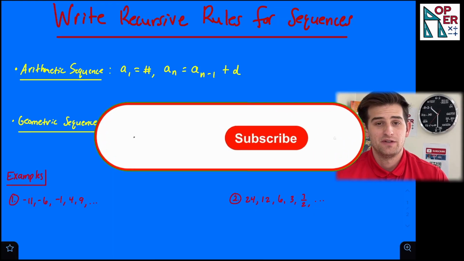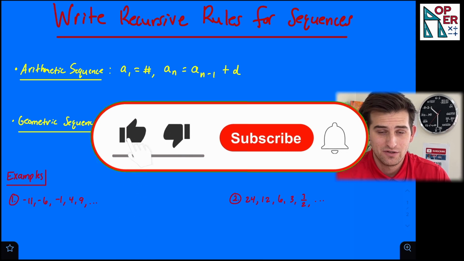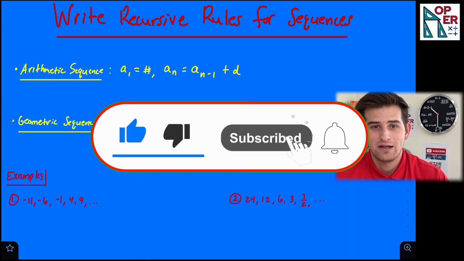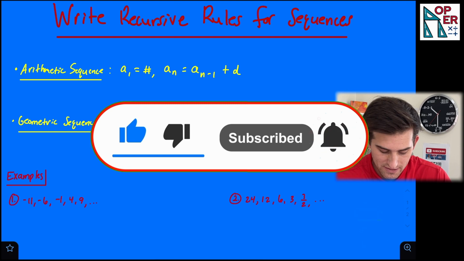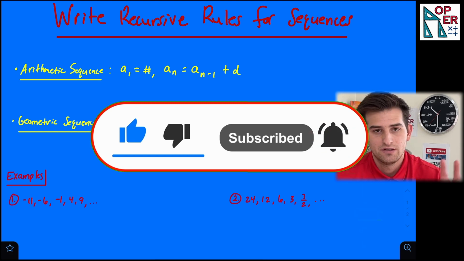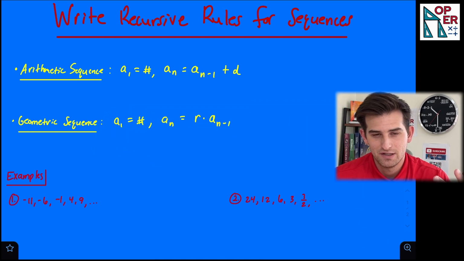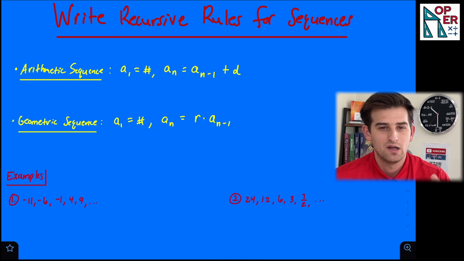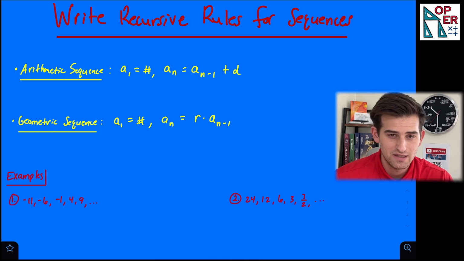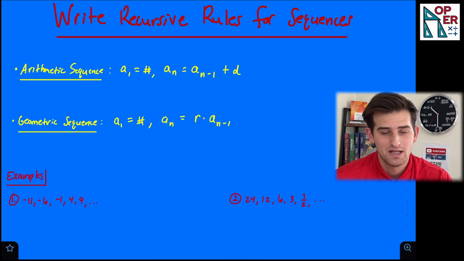All right, from the previous video, now we know how to evaluate recursive rules for sequences. Well, now how can we write a recursive rule for a sequence? We're going to focus on two main types of sequences in this video, with a couple extra sequences that don't fit in these two categories, but they still are sequences, and we're going to see how we can write a recursive rule for them.